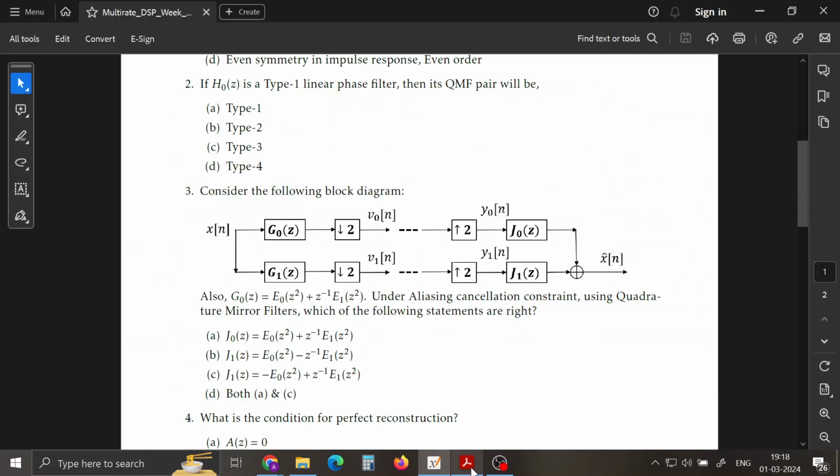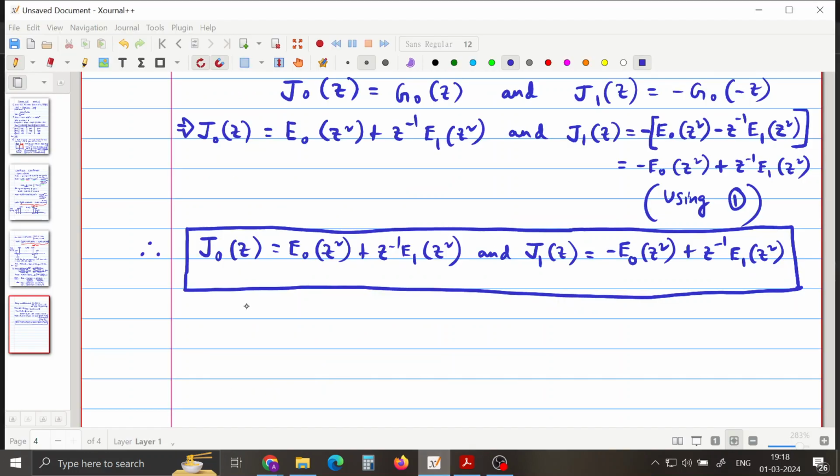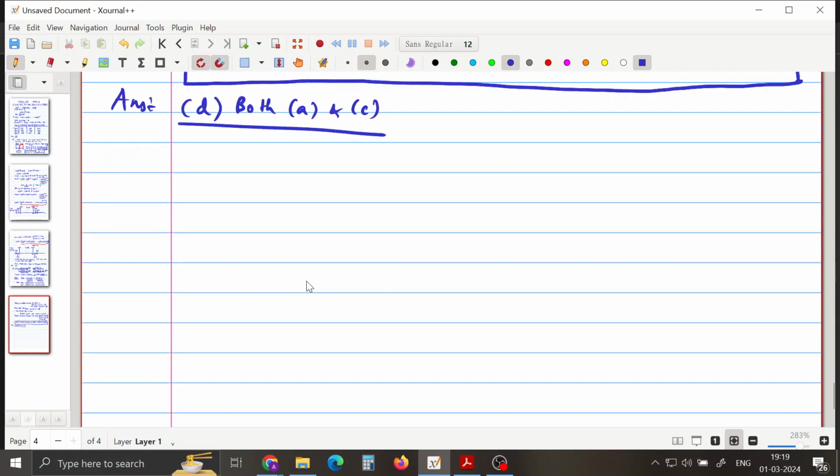And if you check the options, both option A and C are correct, which means actually option D, because option D tells both A and C are correct. So option D is the right answer, both A and C. See, all the problems are straightforward. So now moving to the fourth one.